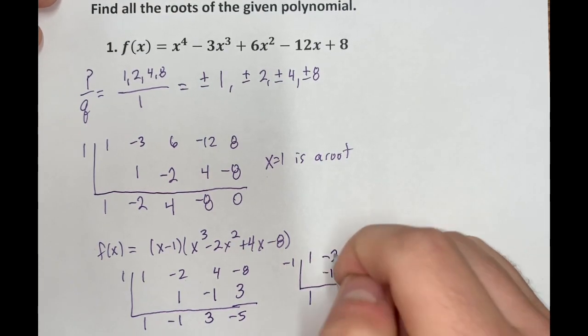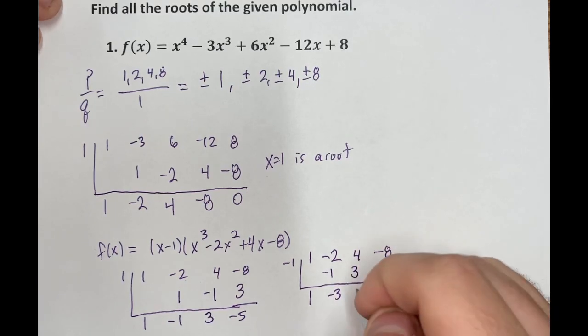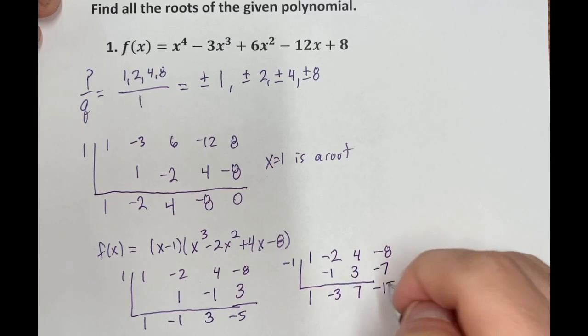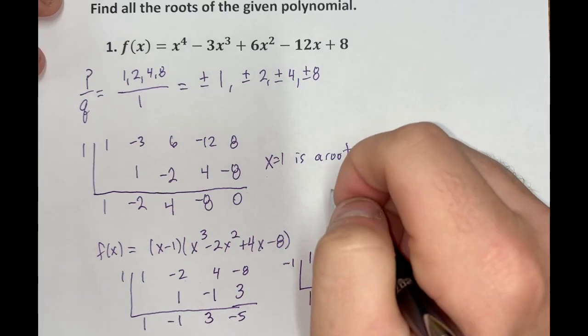Negative 1 times 1 is negative 1. We add those together, we get negative 3. Negative 1 times negative 3 is positive 3. We add those together, we get 7. Negative 1 times 7 is negative 7. We add those together, we get negative 15. Clearly not 0. Let's try 2.